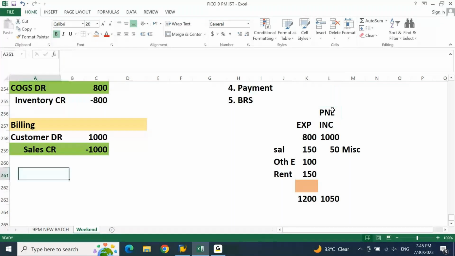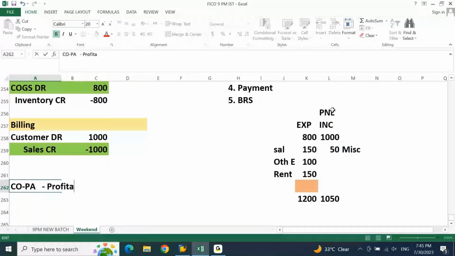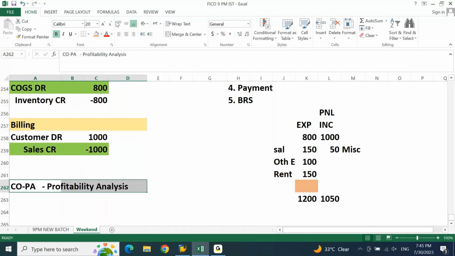This is nothing but profitability analysis. Using this profitability analysis, you will be able to find out whether you are making profit or loss. In short, product level profitability is always analyzed from COPA, not from the accounting.